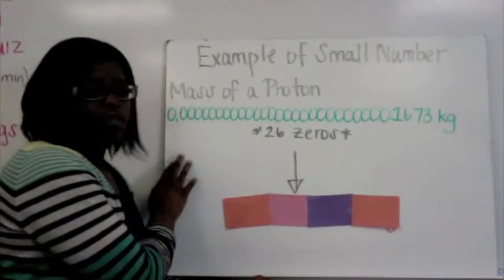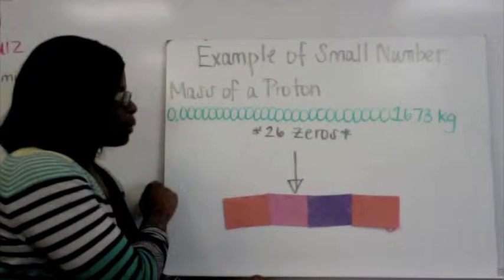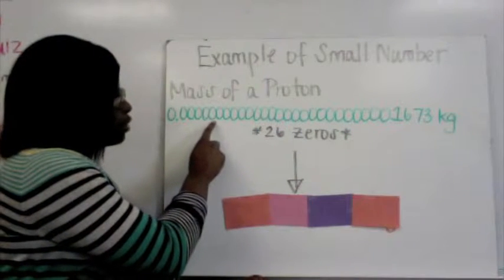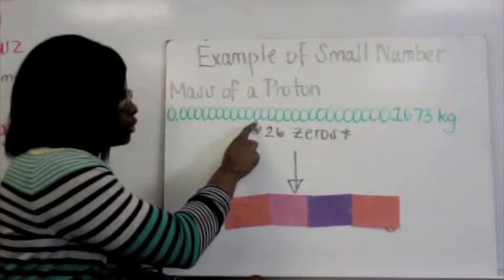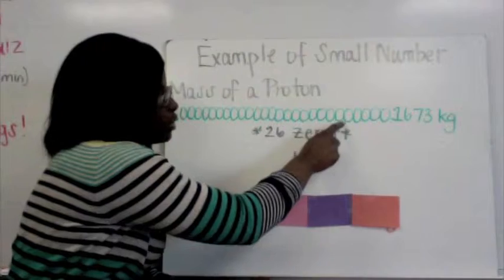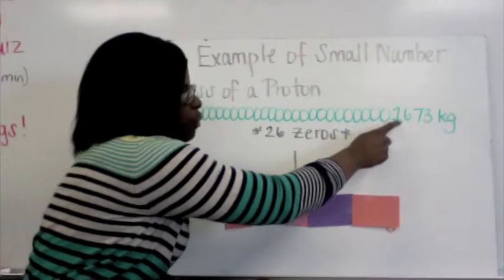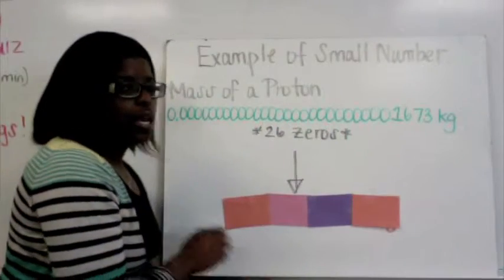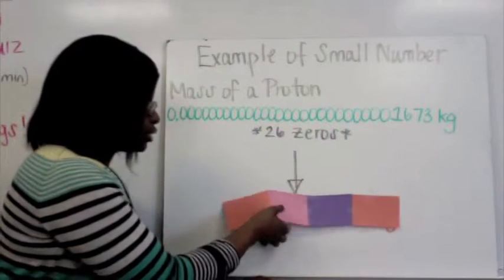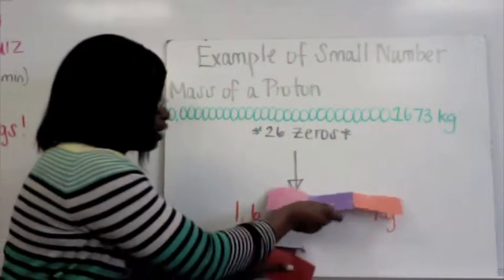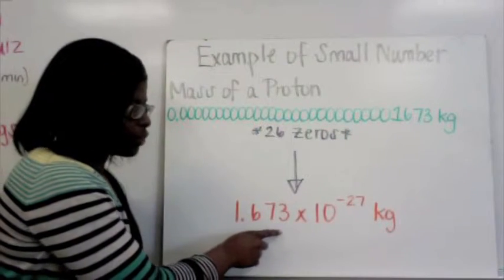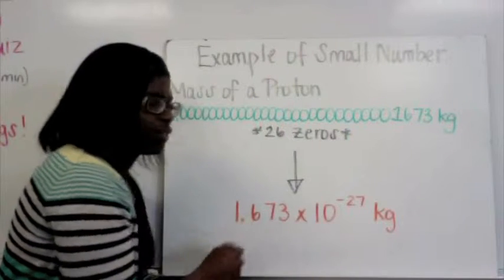So we have an example of a small number here, and this is the mass of a proton. So you have 0.000... So that has 26 zeros. It's much simpler to just do the standard form of this number, which is going to be 1.673 times 10 to the negative 27th kilogram.